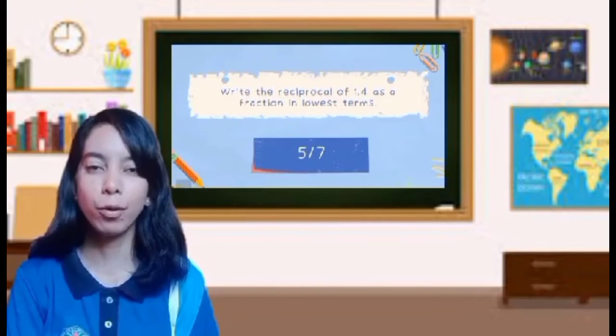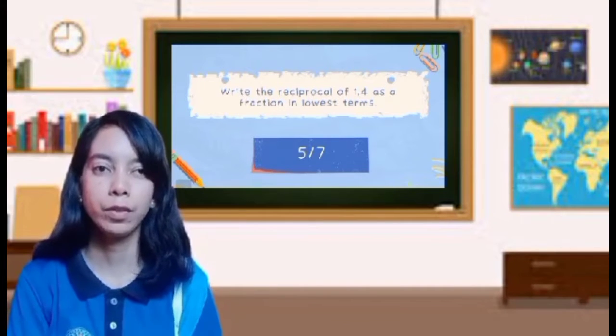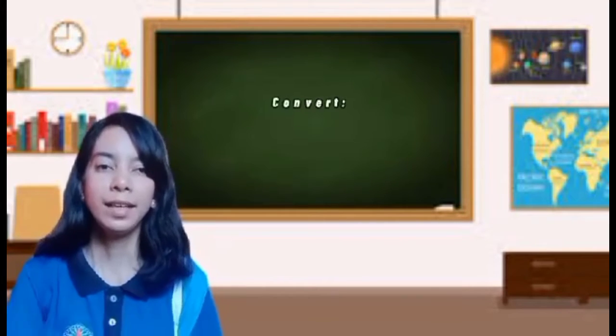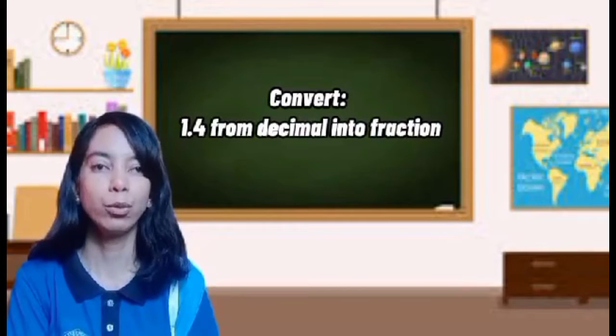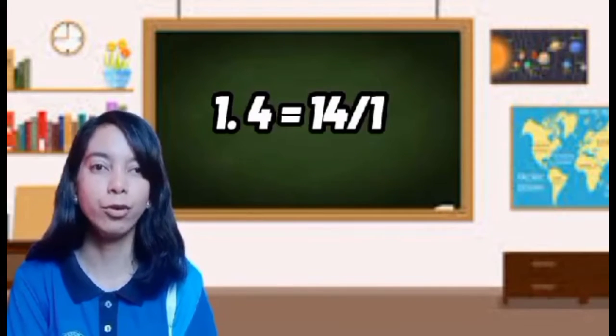Next question. Write the reciprocal of 1.4 as a fraction in lowest term. So the answer here is 5/7. So to get that answer, first, we need to convert 1.4 from decimal into a fraction. So 1.4 will become 14/10.